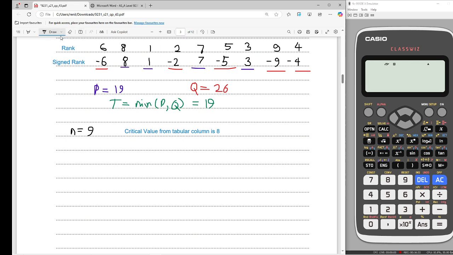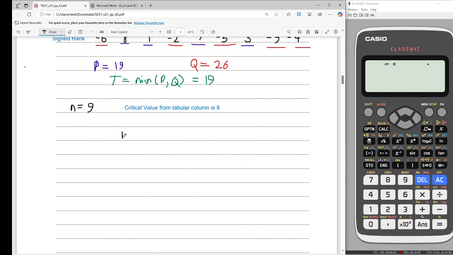Moving on, we have to compare the test statistic and the critical value, which is the final step of every single test. So we have here 19 and we have here 8. In a Wilcoxon matched pair signed rank test, we have the test statistic greater than the critical value. In this case, we accept H null, because in any non-parametric test, when the test statistic is greater than the critical value, we accept H null. But for a chi-square test and inferential, we reject.